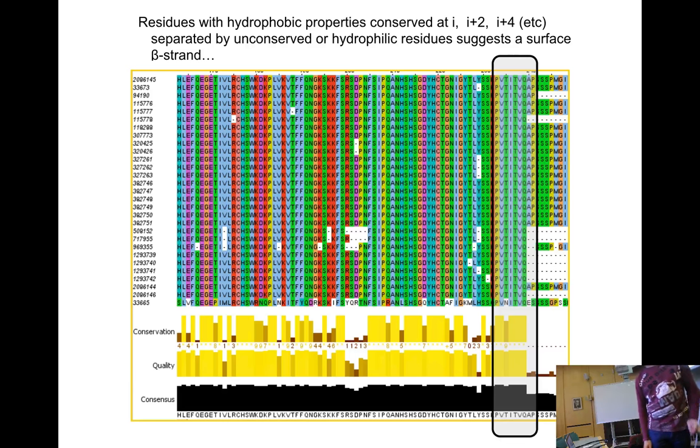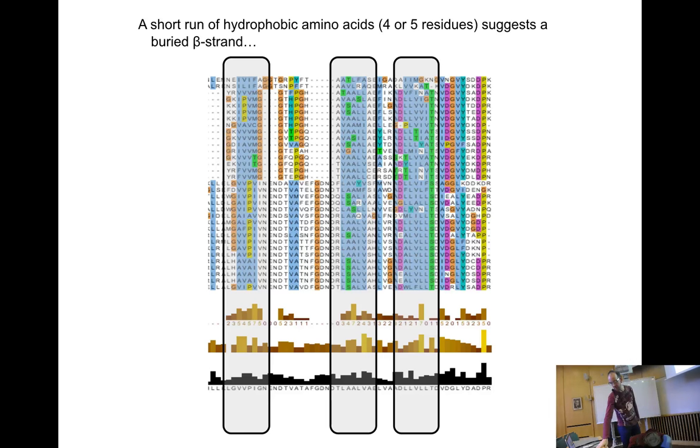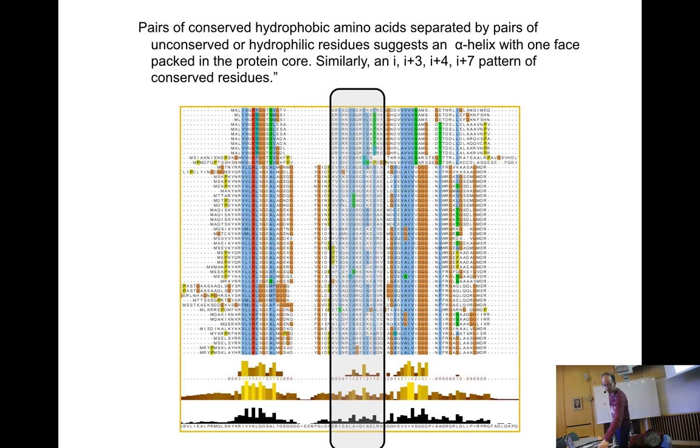And you can have other patterns. You can have a beta sheet pattern, where you have hydrophobic, polar, hydrophobic, polar, hydrophobic, polar residues next to each other. That could indicate a beta sheet at the surface, facing the water. And if you see just a bunch of hydrophobic ones, that's probably a beta sheet in the middle of the protein, buried. And where every third or fourth residue is hydrophobic or polar, that's probably a helix. So there are patterns you can use.